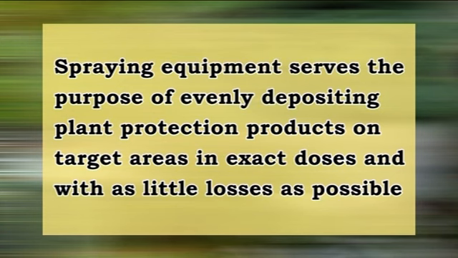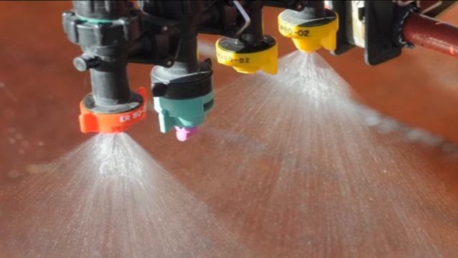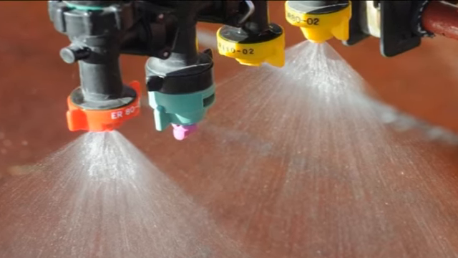Following principles must be followed when employing field sprayers. Spraying equipment serves the purpose of evenly depositing plant protection products on target areas in exact doses and with as little losses as possible. Possibly, loss reducing technology should be used, for example, drift reducing nozzles.